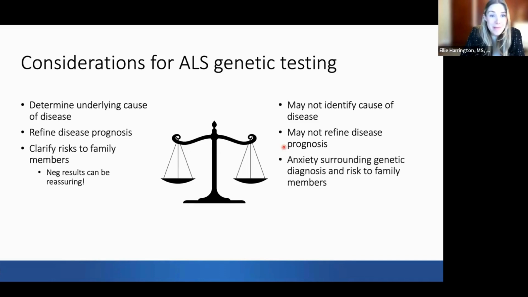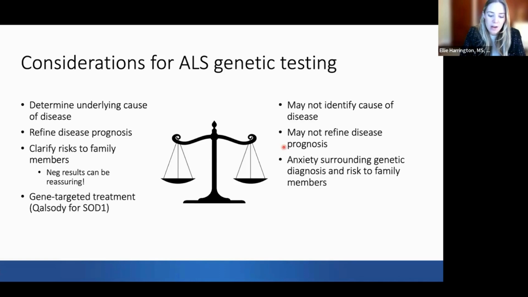Of course, that has to be balanced with the anxieties that can come along with the smaller chance that we do find an abnormal genetic result. So balancing those two is important and individualized to you and your family.